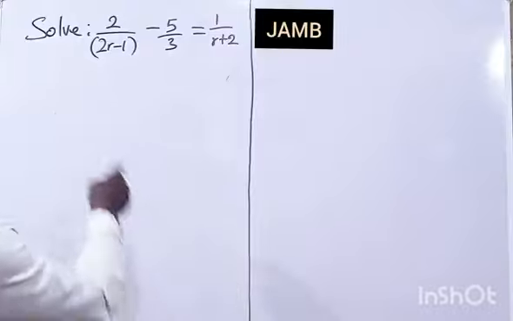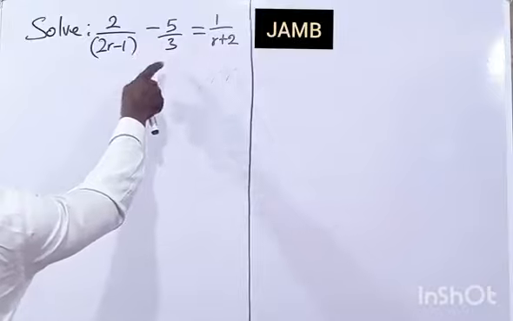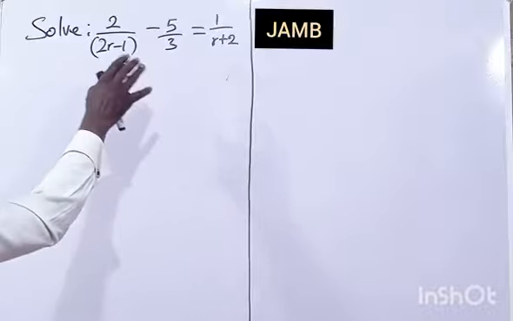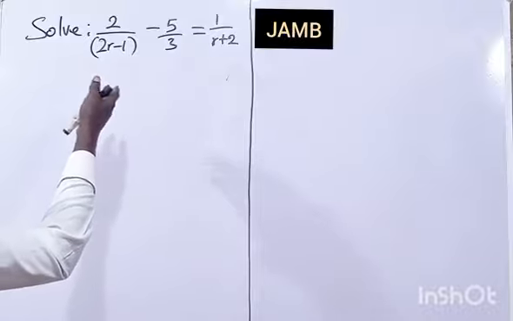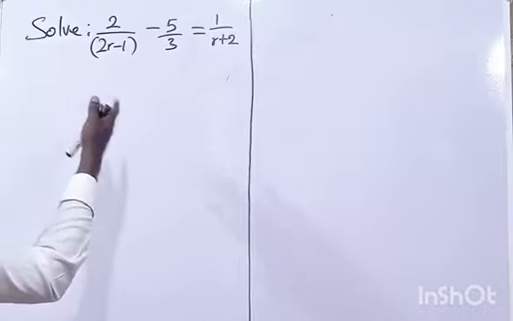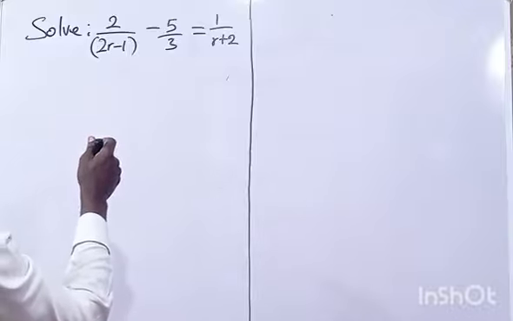How would you solve this question? 2 over 2x minus 1 minus 5 over 3 equals 1 over x plus 2. This is a fractional equation. This is the type of question you will see in JAMB, WAEC, IGCSE exams. So if you are preparing for such exams, please stick around and see how we will solve this question.